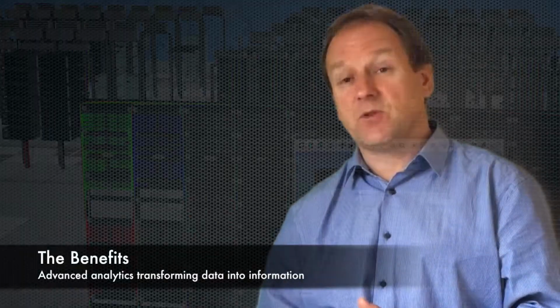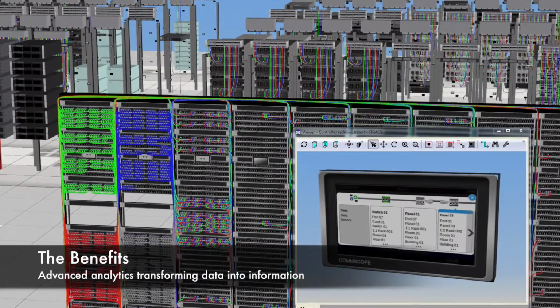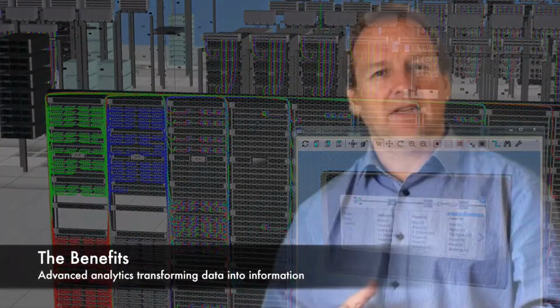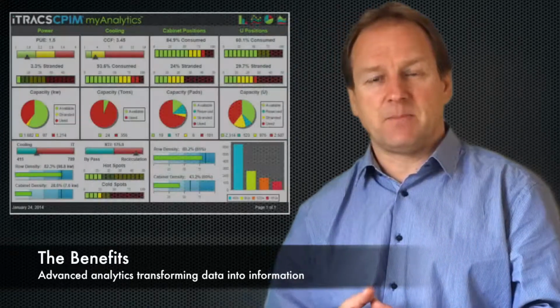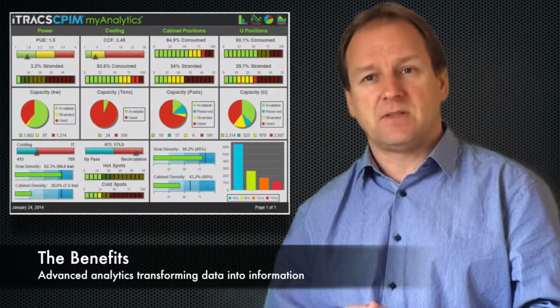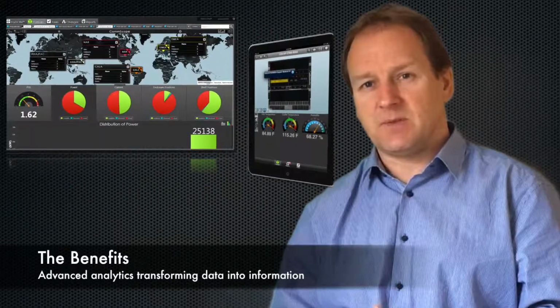Intelligence at the physical layer puts you in control. With imVision and iTRACS CPIM, you have total visibility of your assets and resources. The advanced analytics of iTRACS CPIM puts the power at your fingertips to make the optimum use of your infrastructure, saving you time and money.